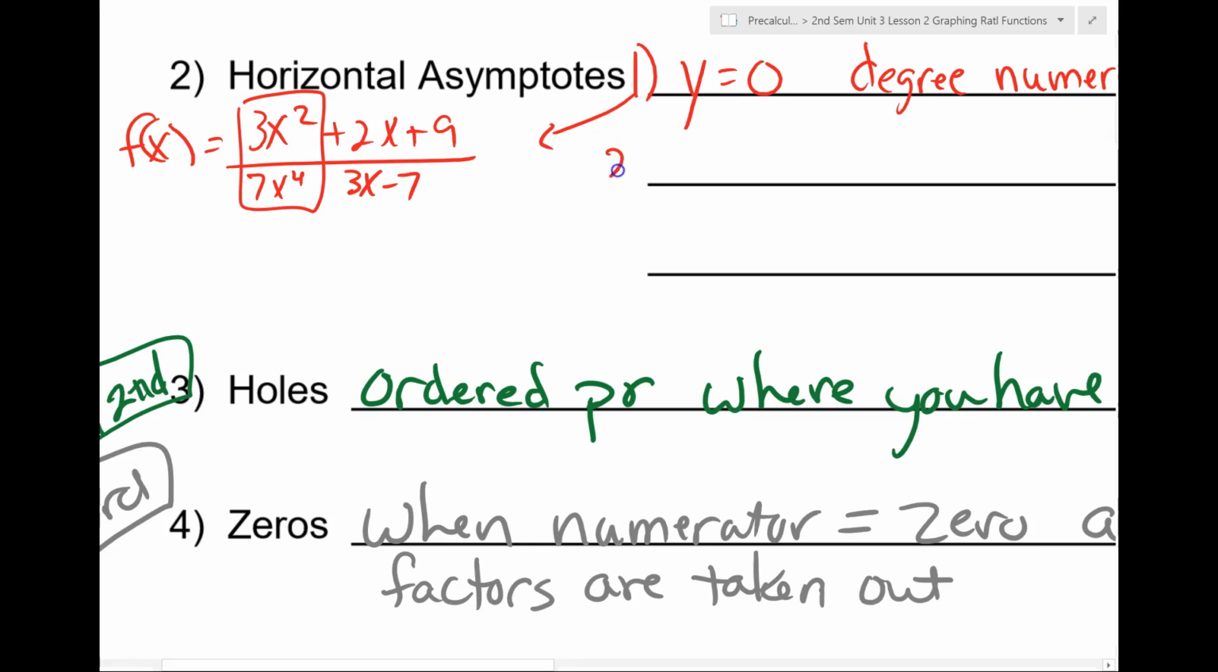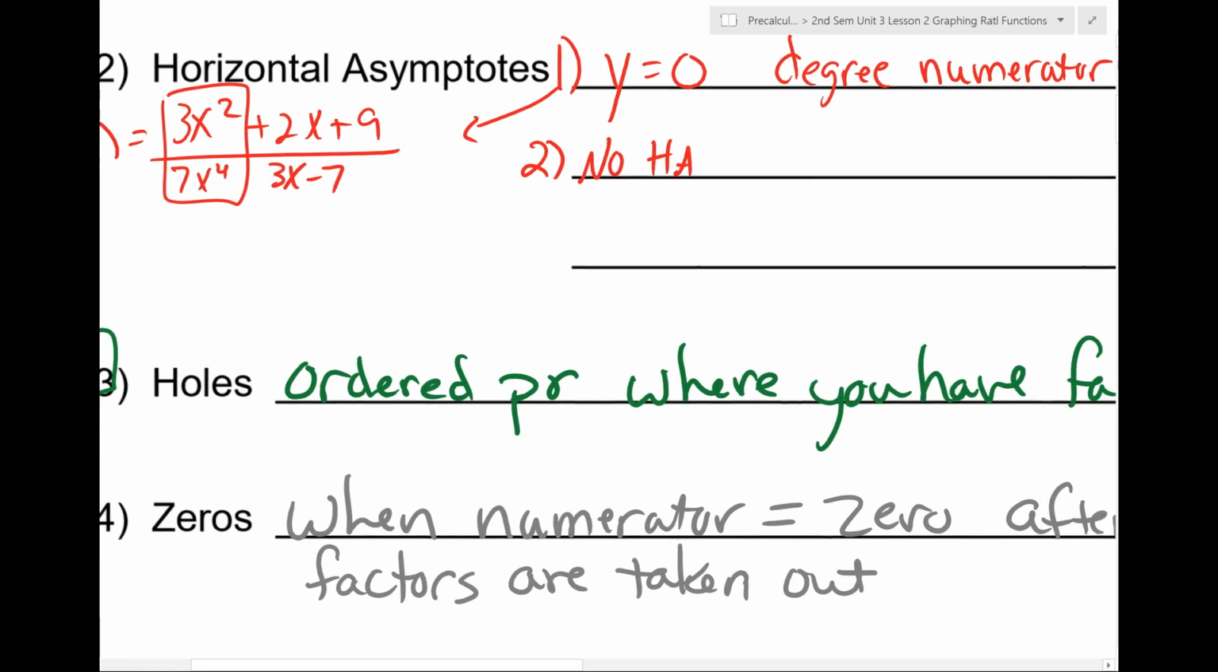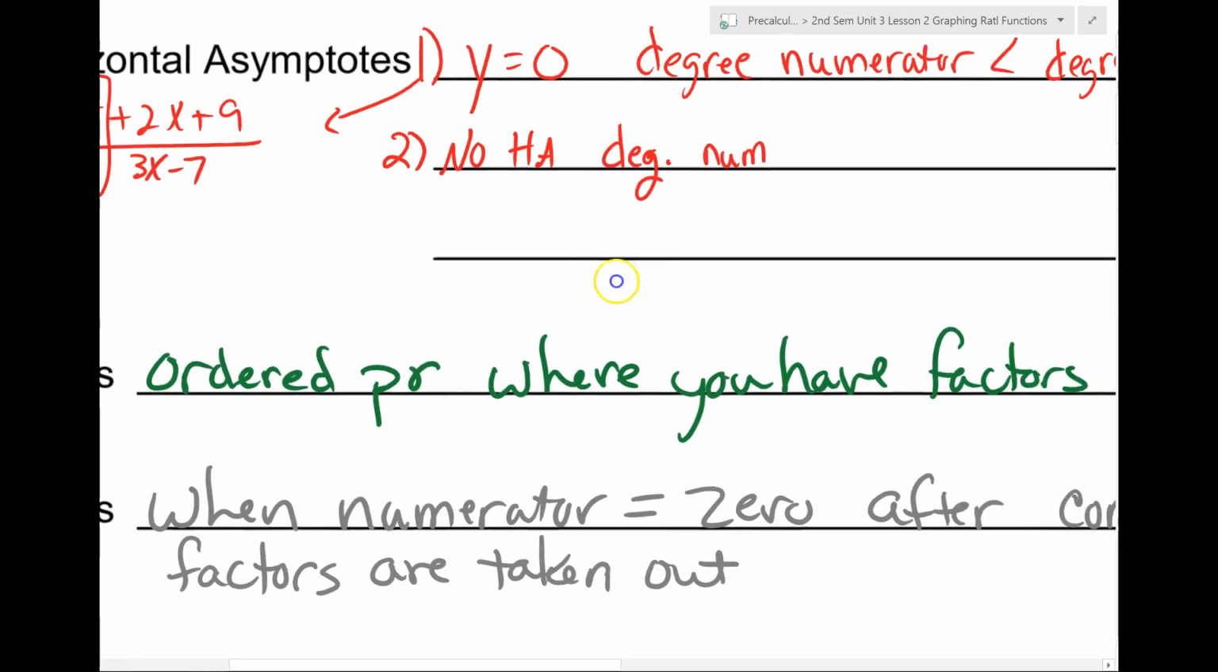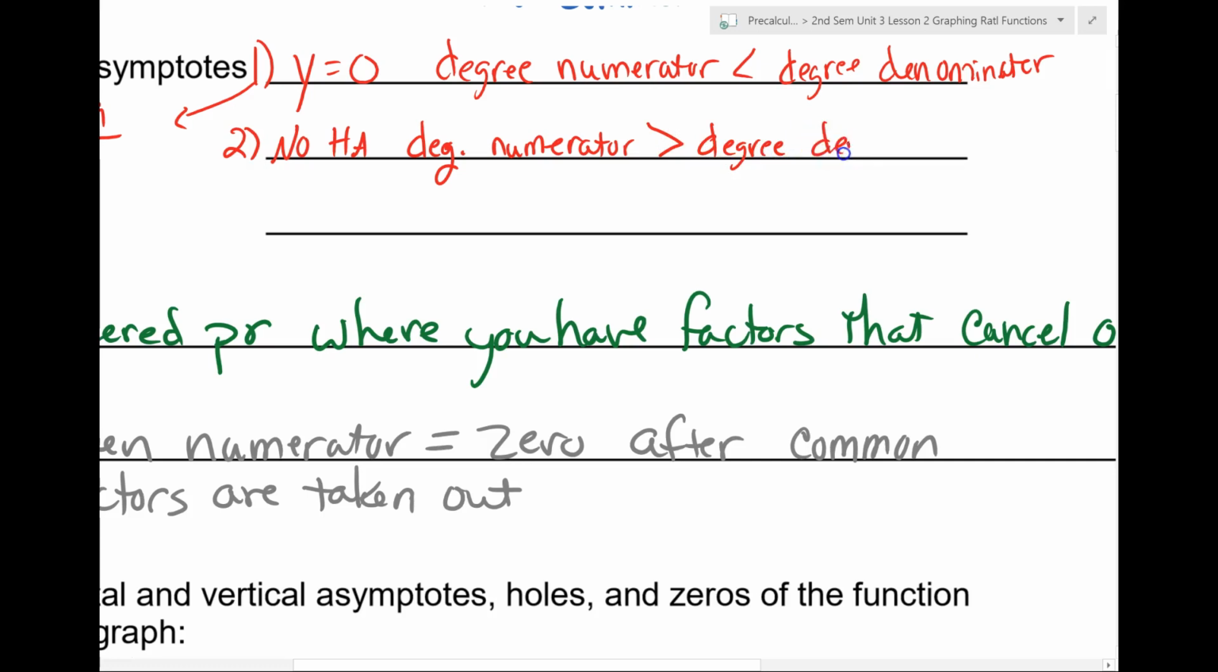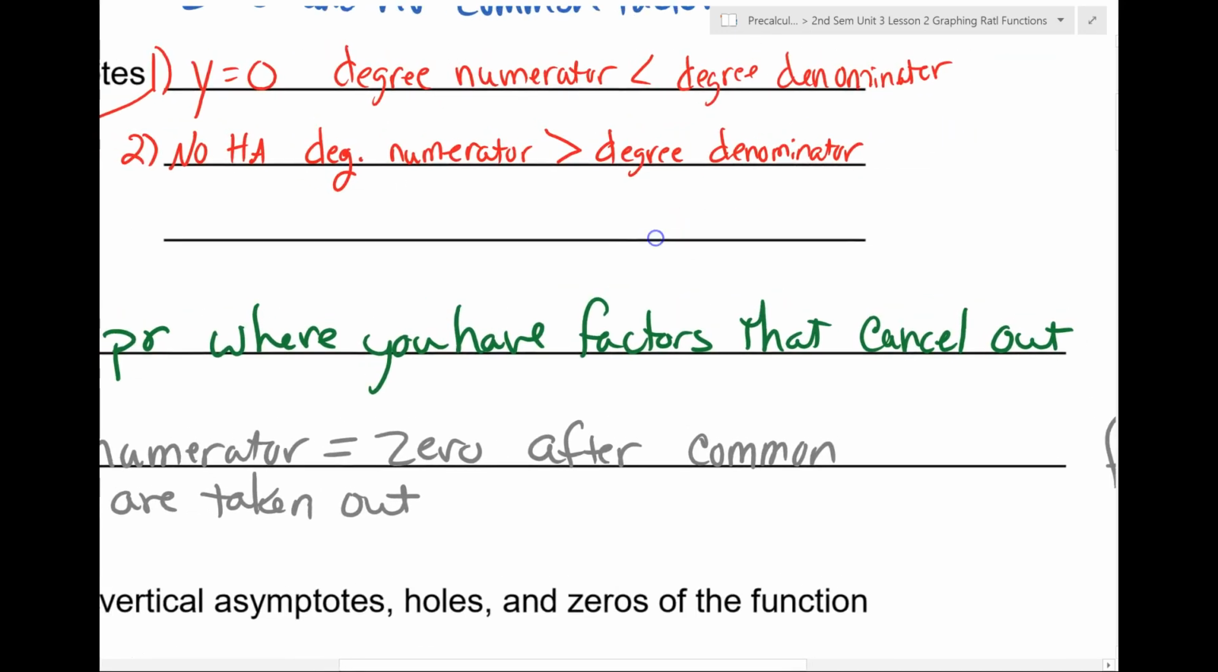Then there's one that I like. There is no horizontal asymptote. It's wonderful. And that's when the degree of your numerator is greater than the degree of the denominator. So that's the second scenario. So you might actually not have a horizontal asymptote. We like those, less things we have to worry about.